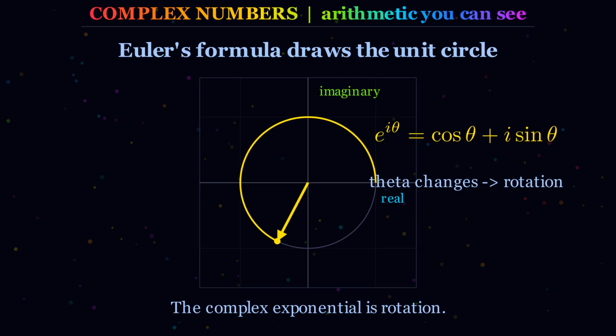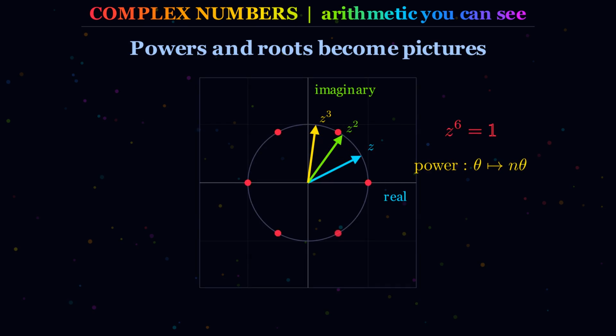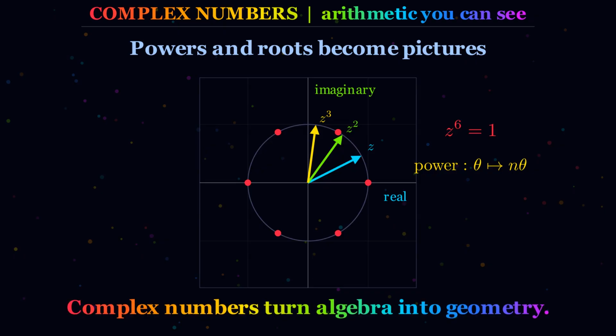Now powers and roots become visible. Squaring doubles the angle. Cubing triples it. And the nth roots of 1 are just n equally spaced points on a unit circle. Complex numbers turn algebra into geometry.